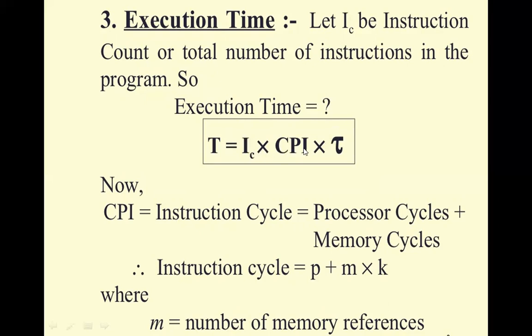IC into CPI into tau is equal to execution time. Okay, so here CPI will depend on some latencies that we have to calculate. Look: P plus M into K. P plus M into K. What is P? M is the number of memory reference instructions, because their time will be different.